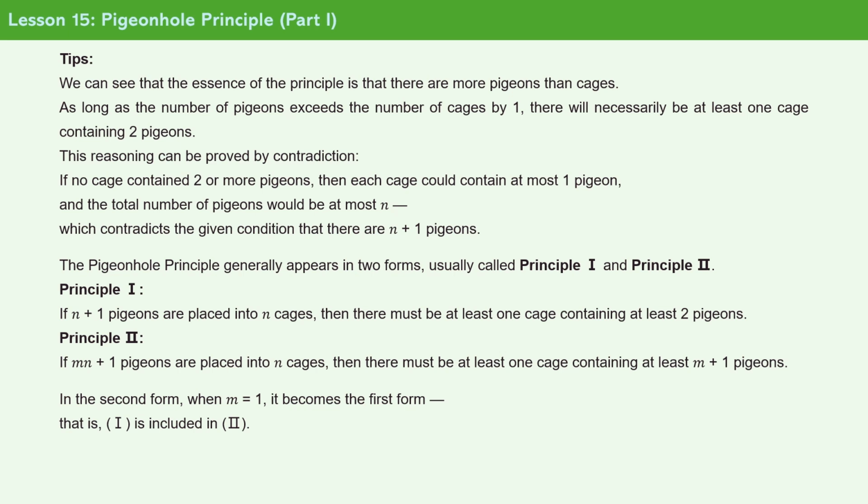The Pigeonhole Principle generally appears in 2 forms, usually called Principle 1 and Principle 2. Principle 1: if n plus 1 pigeons are placed into n cages, then there must be at least one cage containing at least 2 pigeons. Principle 2: if mn plus 1 pigeons are placed into n cages, then there must be at least one cage containing at least m plus 1 pigeons. In the second form, when m equals 1, it becomes the first form, that is, Principle 1 is included in Principle 2.